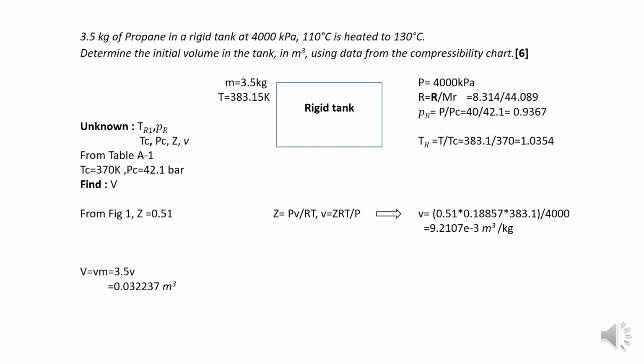We will first list the known information, which is mass, pressure, initial and final temperature. Since we're required to find the initial volume, we'll use the initial temperature in our calculations. Secondly, we convert the temperature from degrees Celsius to Kelvin and pressure from kilopascals to bar. The next step is to look at the thermodynamic table A1 to find the critical temperature, critical pressure, and molar mass of propane.